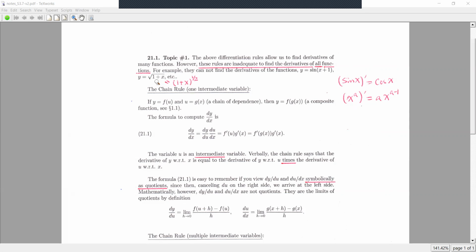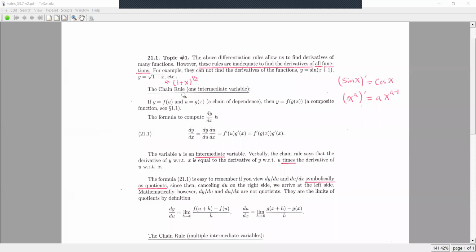Similarly, square root of 1 plus x is a power function. We have a formula to compute the derivative of a power function. But this formula requires the base is x rather than 1 plus x. So we cannot apply this formula to this function. To find the derivative of this function and this function, we need these two formulas plus the chain rule.